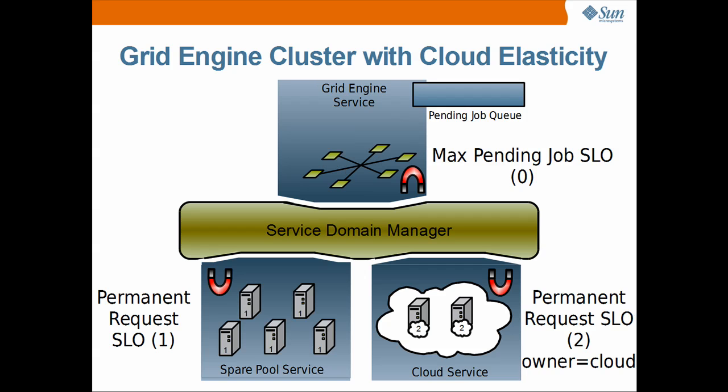After some time the jobs were finished, so their usage dropped from 10 to 0. The resources were moved back to services. Cloud service had a permanent request SLO set up with the urgency of 2, but it was only interested in its own resources that were marked by the flag owner equal cloud. So it just got 1. The rest of the resources went back to the SparePool service.